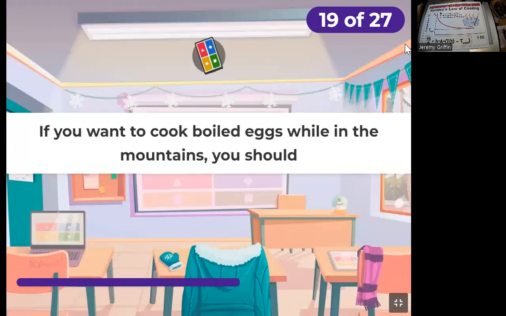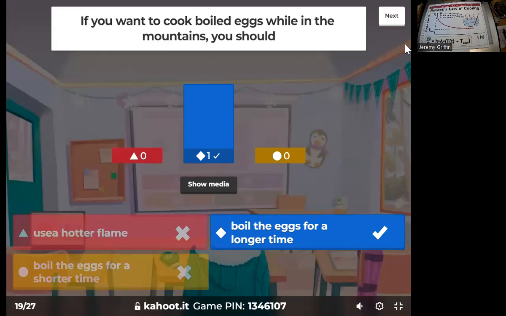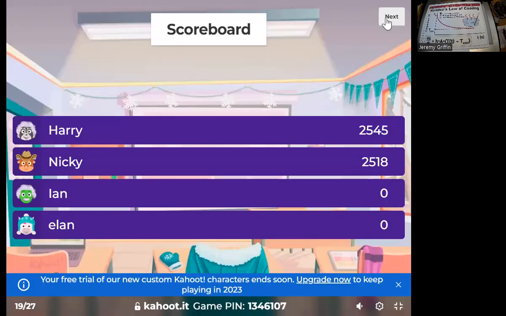If you want to cook boiled eggs in the mountains, yeah, you just have to boil them for a longer time. And that boiling temperature would be less than 100 degrees Celsius. Maybe it's like 97 degrees Celsius, depending on your elevation. Now, using a hotter flame is not going to help because once it hits boiling, you turn up the flame, it might boil away faster, but its temperature doesn't change. So that's why it's not the hotter flame. Yeah, just longer time.